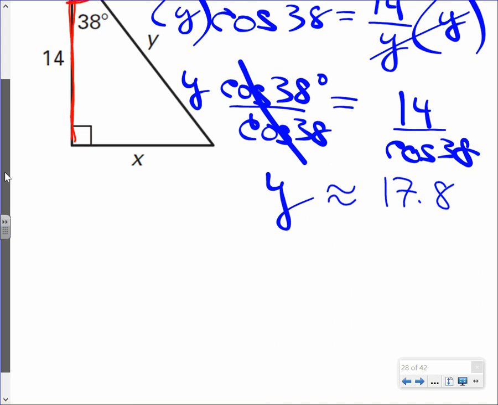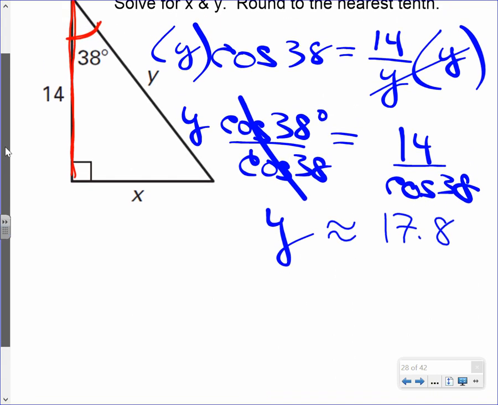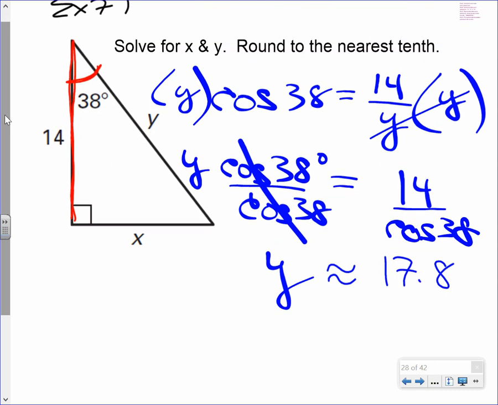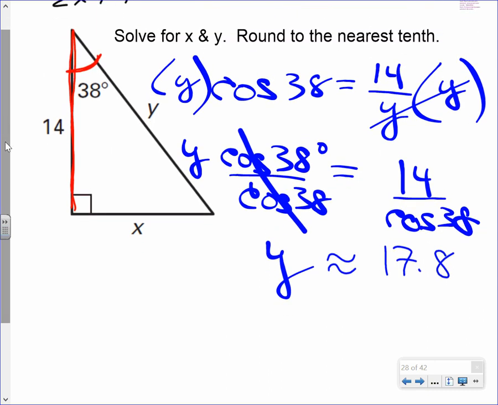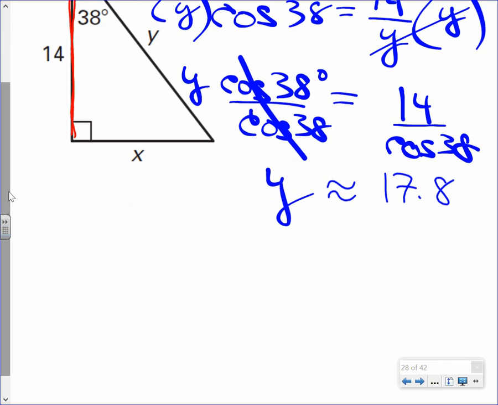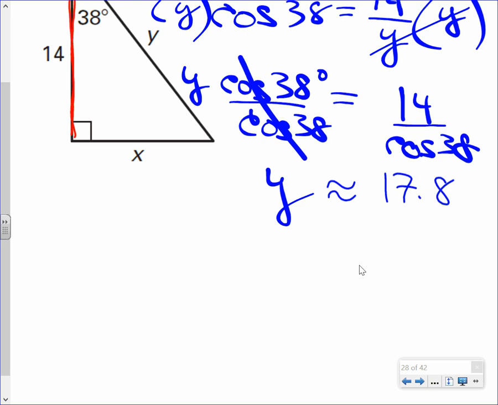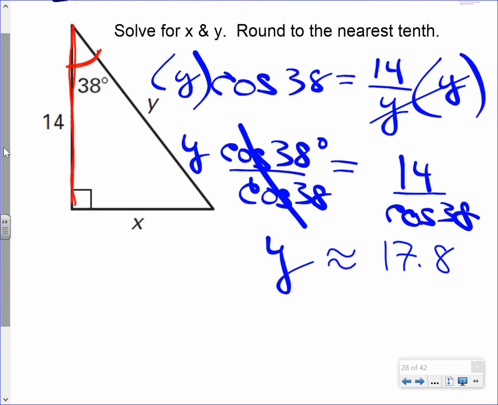Nice. We solved for y. One more variable to go, and we're rocking and rolling. We're done. So we know y is 17.8. Solve for x now. I'll do that one in red. So I used the cosine to solve for y. Remember, because it had adjacent in it. Now I'm going to use a tangent to solve for x because it has adjacent in it.